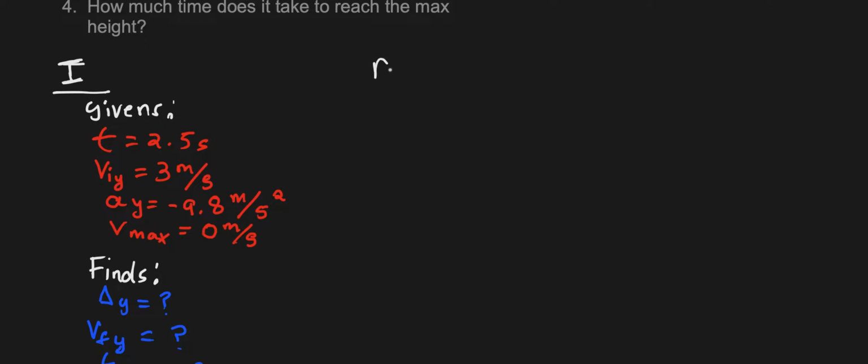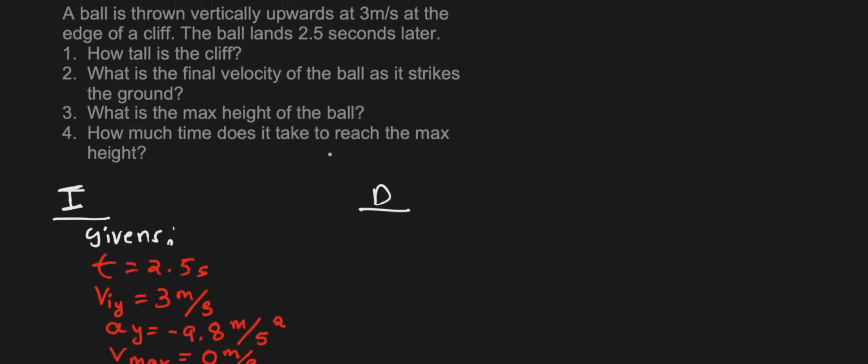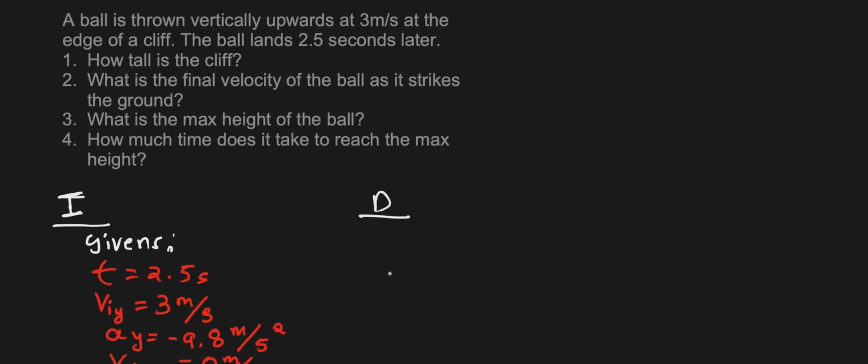This is the step to visualize what's going on. So let's go back to the problem statement. A ball is thrown vertically upwards at the edge of a cliff. So let's say this is a cliff right here, something like this. And then there's a ball. This ball is thrown vertically upwards just like that, and then it's going to come back and land on the floor. It's going to only have vertical velocity, and that's it.